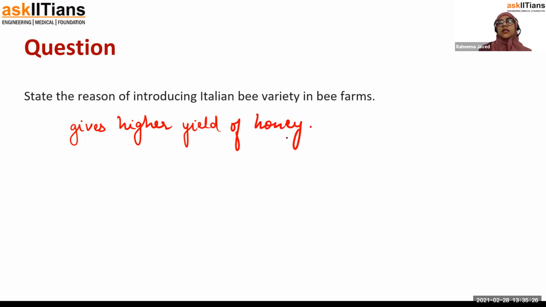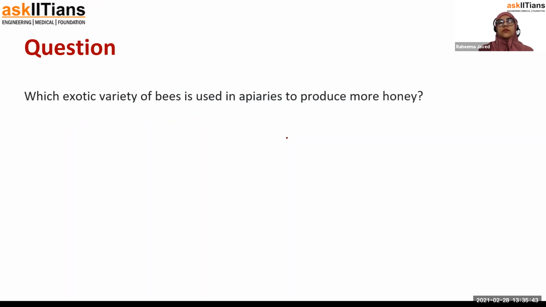That is why it is introduced in the bee farms. Okay. There are other reasons also. Like I said, they remain in the beehive for long periods, and they don't sting also. And yes, these are some of the reasons.